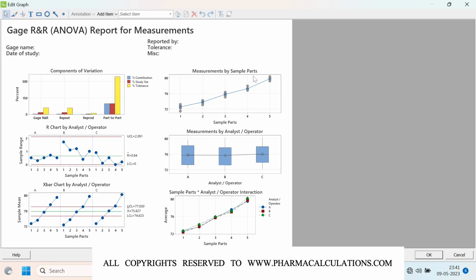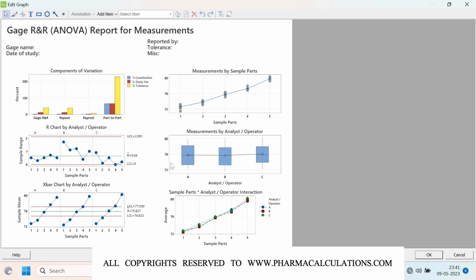Coming to the measurements by sample parts. Here if you are able to see, the sample parts are consistent. Though it is slightly increasing, here on the x-axis we have the samples. As I have collected a total of 5 samples, the values are going to increase further. That means the variations in the samples are high, even though I have taken the samples from a single batch. Maybe it depends upon where I have collected the samples.